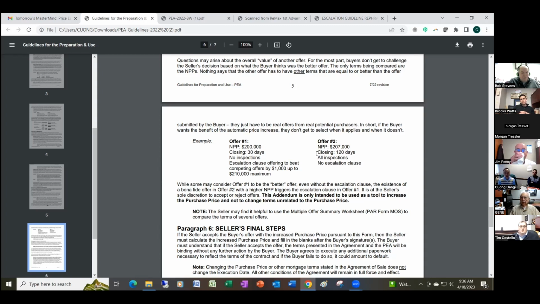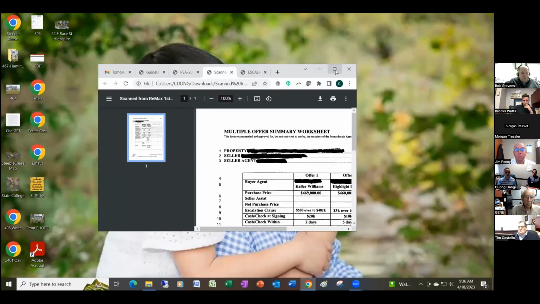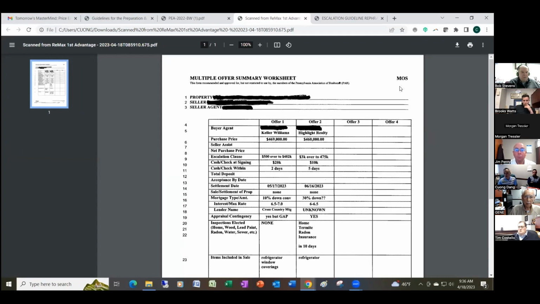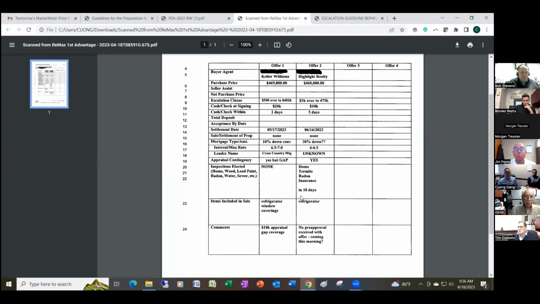Note, seller may find it helpful to use the multiple offer summary sheet to compare terms of several offers. And if you don't know what that form is, let's see here. It's this sheet. It's the MOS, multiple offer sheet summary. And here we have a comparison between two offers.